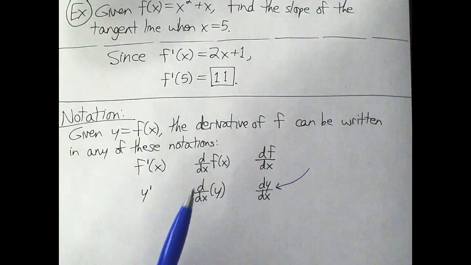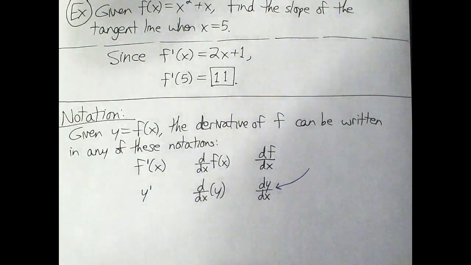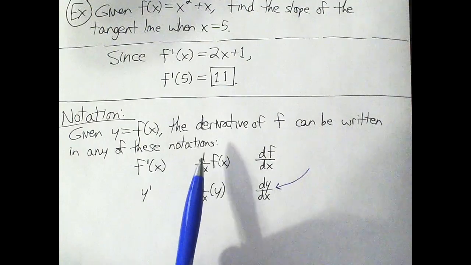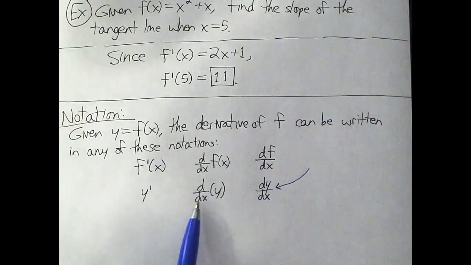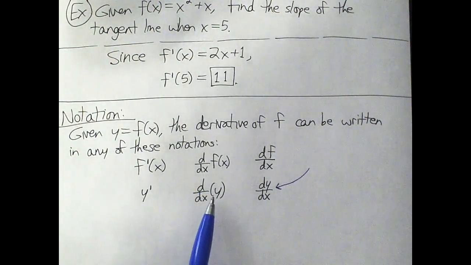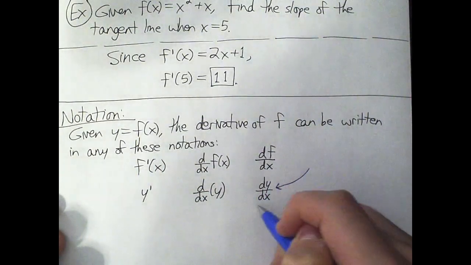These ones over here, these are often pronounced d dx. I know that seems weird. Like, why aren't we saying d over dx? It's just kind of the standard convention. So if you ever hear me say, you know, what's d dx of y? It means this.